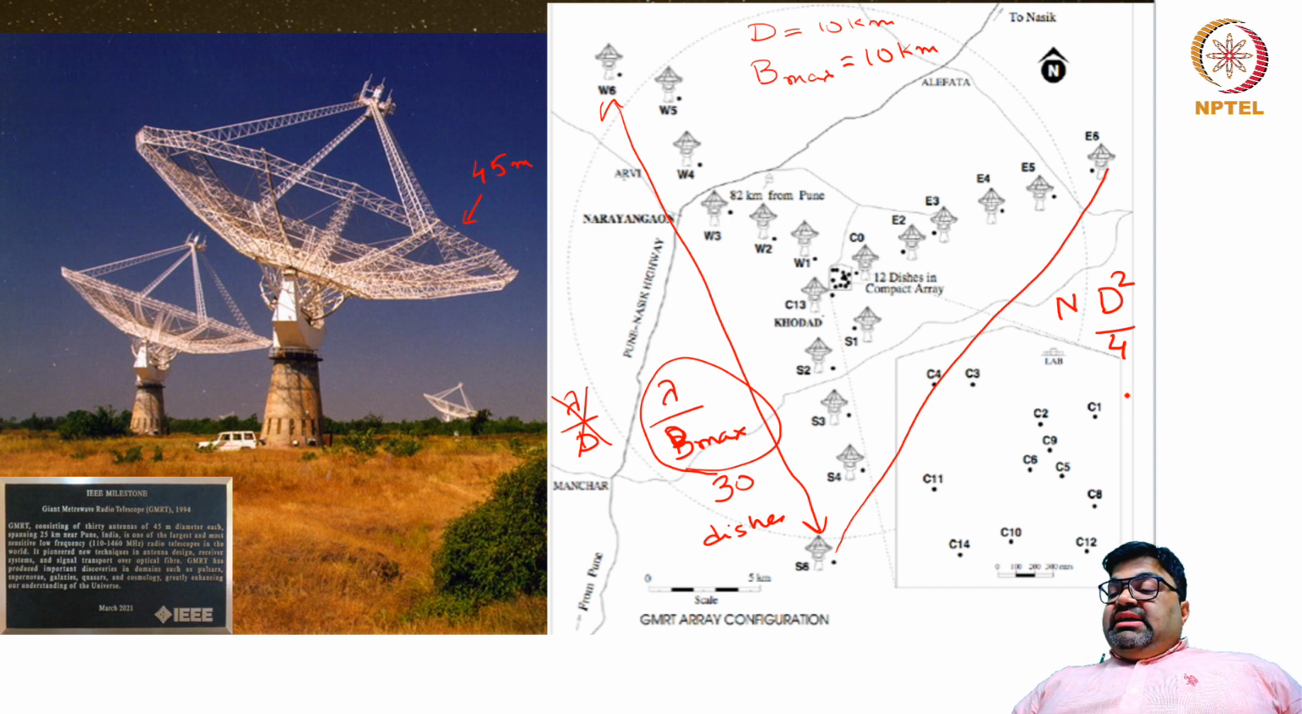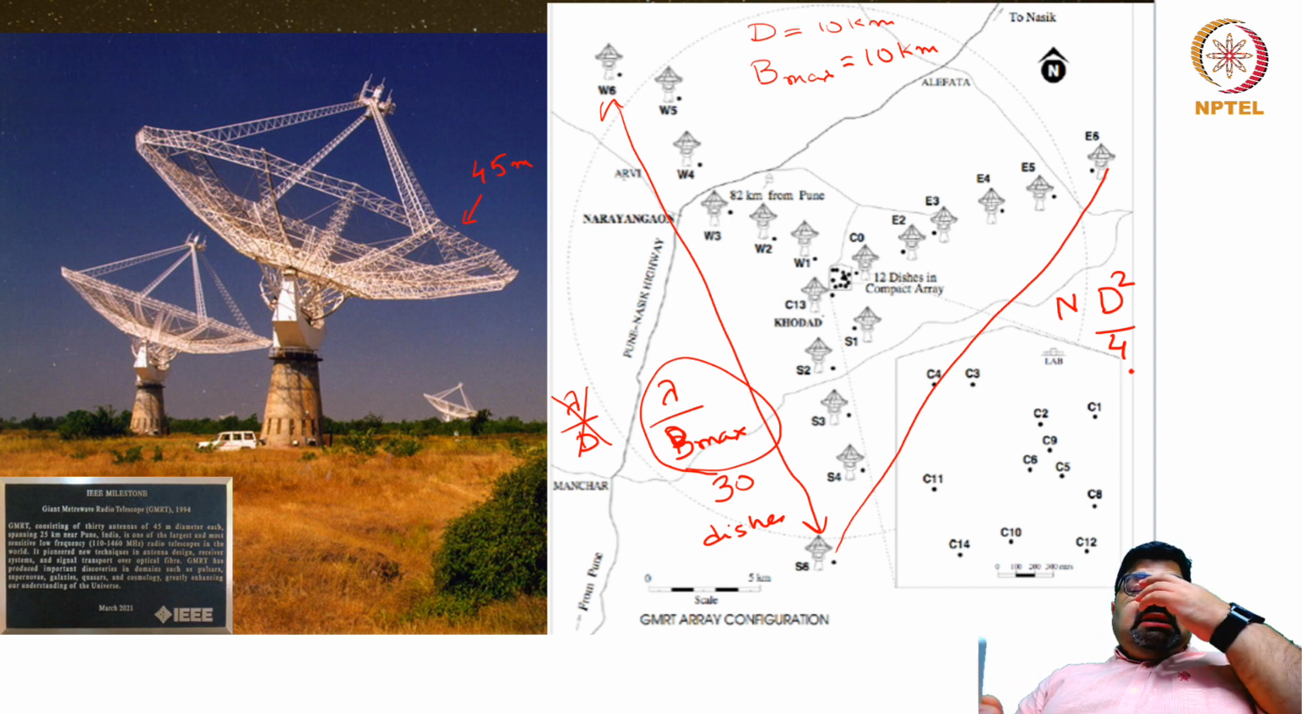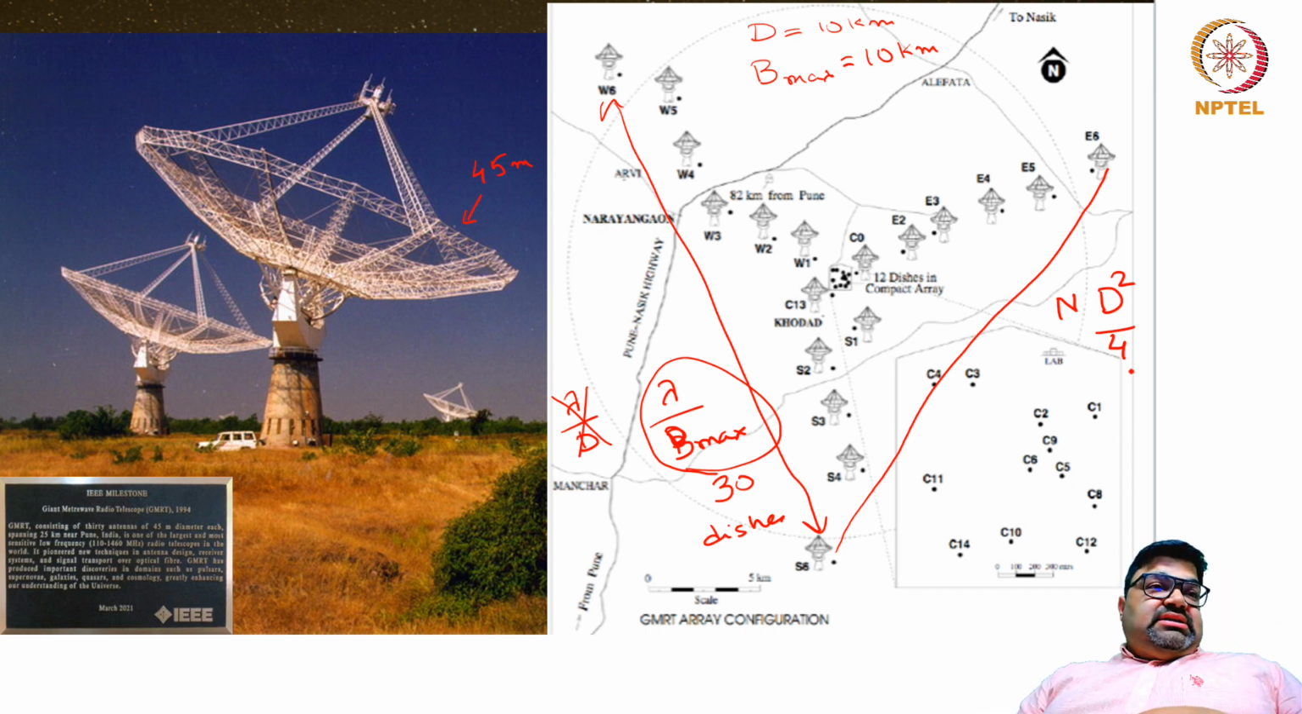So instead of creating a dish which is 100 times the size of the GBT, we can replace it by hundreds of dishes of much smaller size. That's a possibility. Or even one dish of GBT size, 100 meters, we can replace by multiple 6 meter or 10 meter class dishes, and get the same equivalent effective area at much lesser cost.